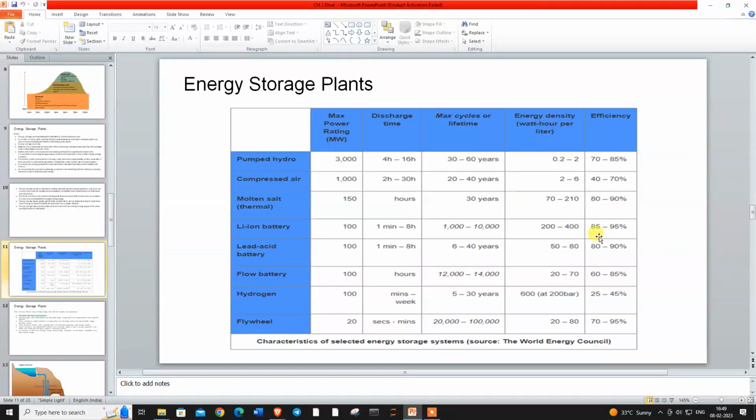Okay, so the pumped hydro power plant is a very popular energy storage plant in India and also in the US. Then the flow battery, then hydrogen we are going to use. There has been a lot of effort by the government to convert from gray hydrogen to green hydrogen. You can see here it also supplies a very low power rating, 100 megawatt only. Efficiency is also very low, but it can be useful as an energy storage plant. And flywheel.